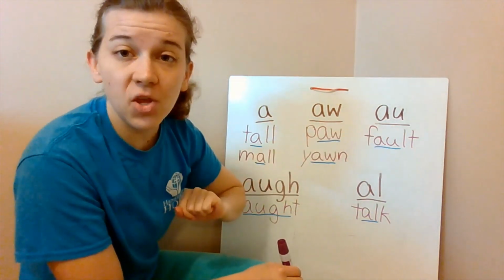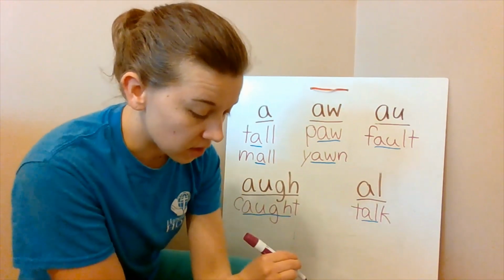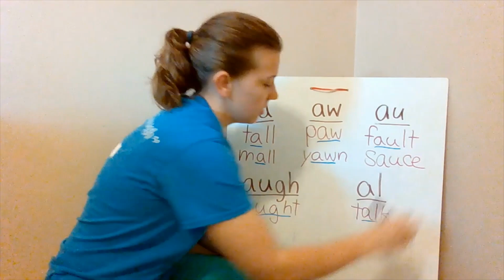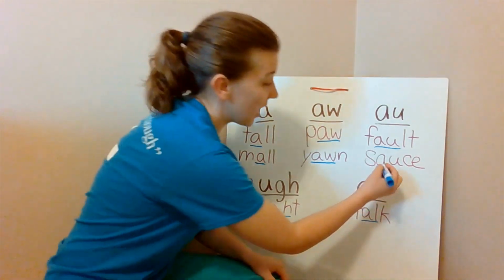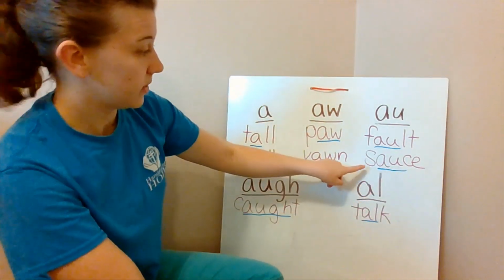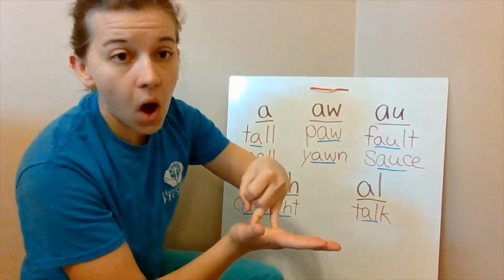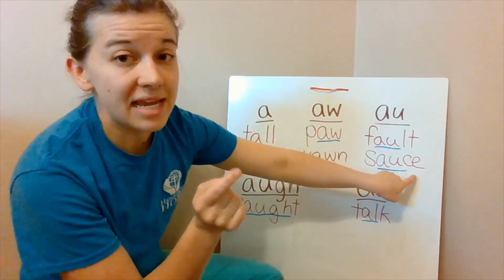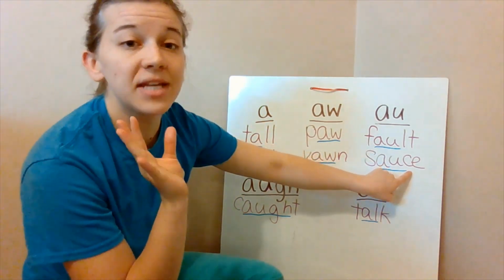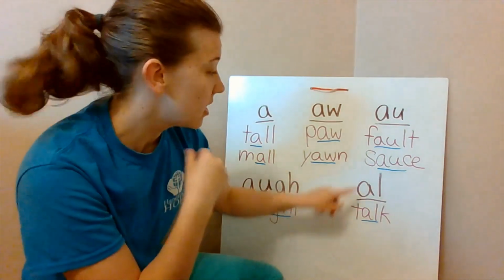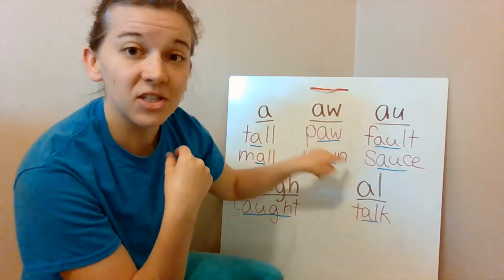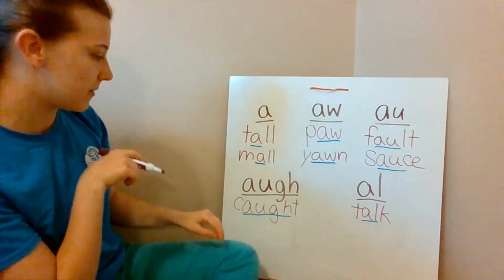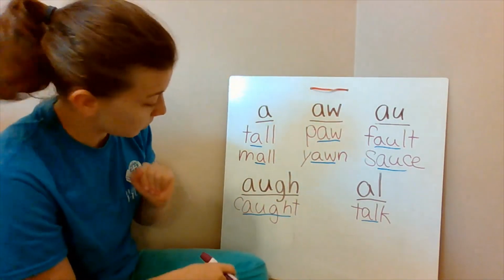All right, and then A-U. A-U says aw. So let's do another one here. Ooh, this is a good one. So A-U says aw. So s, aw, s. Remember when C is followed by an E. So when an E comes after C, the C makes the soft C sound, which is s. So s, aw, s, sauce. Ooh, I love sauce. What's your favorite sauce? I like tomato sauce a lot. Or Alfredo sauce, that's very good too.